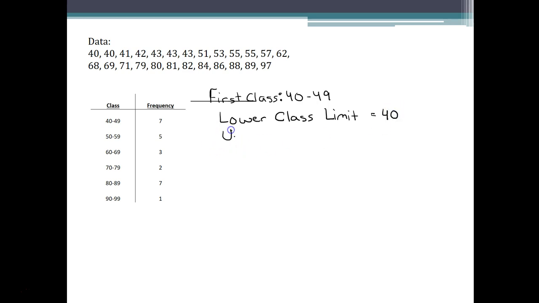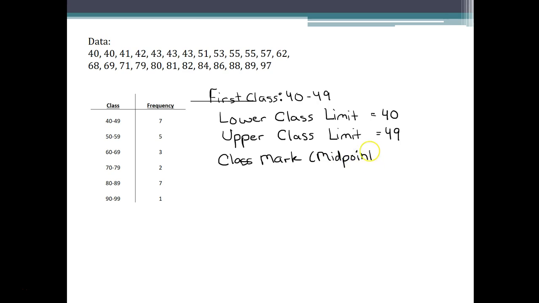Upper class limit equals 49. The class mark, or midpoint, you take the lower class limit plus the upper class limit and divide by 2. So you got 89 divided by 2, which is 44.5.